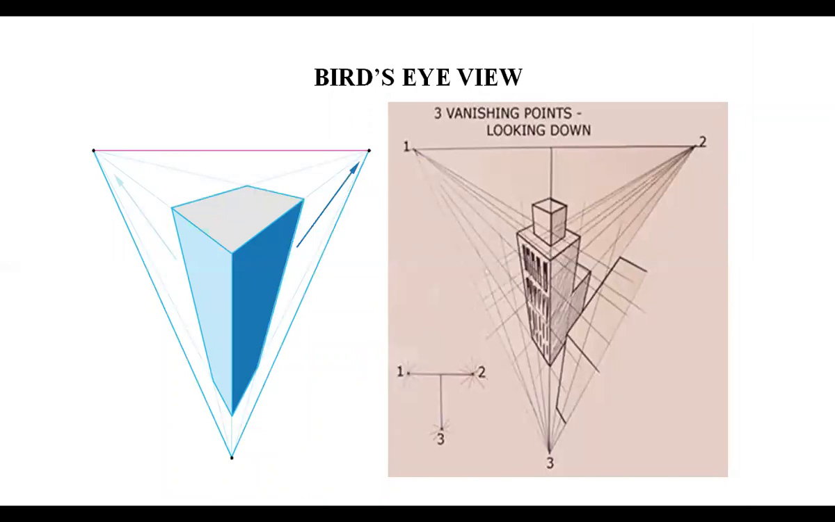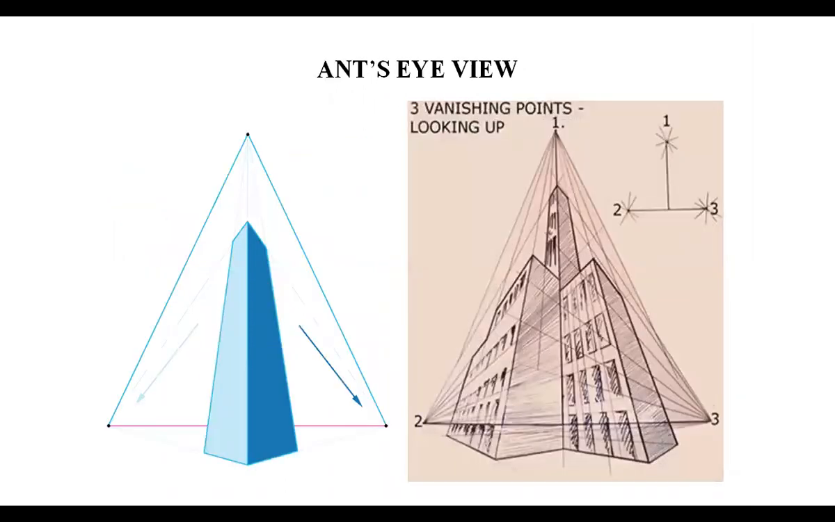If the third vanishing point is placed below the horizon line, then it would mean that the image is being viewed from up. This is referred to as the bird's eye view. Side by side, if the third vanishing point is placed above the horizon line, then it would mean that the image is being viewed from the bottom. This is referred to as the ant's eye view.